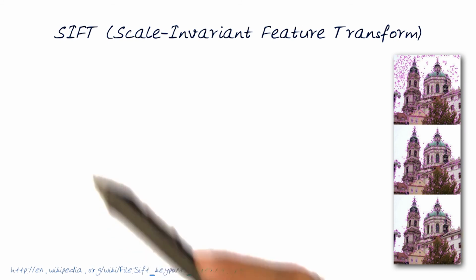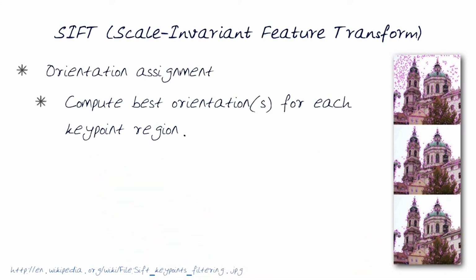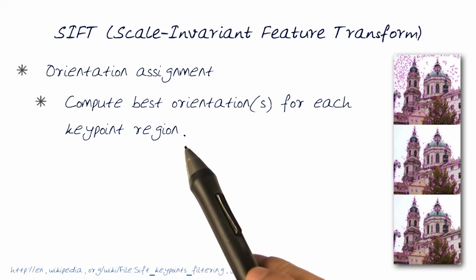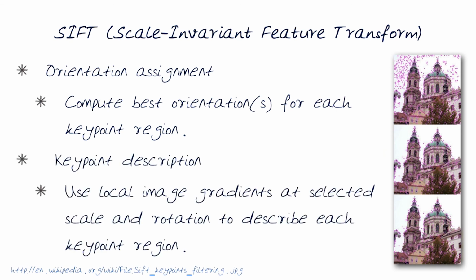So SIFT, in essence, refers to a scale invariant feature transform. It allows us to look for changes in orientation and basically allows us to find features within it. So it allows us to compute the best orientation for each key point region in an image, and also captures key point description, where we basically use local image gradients at selected scale and also look for rotation to describe each key point region.